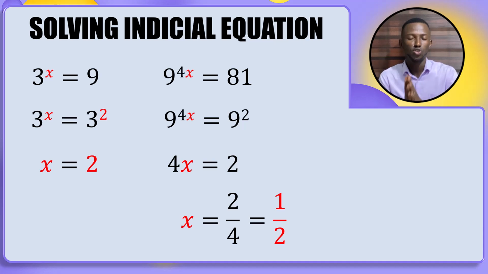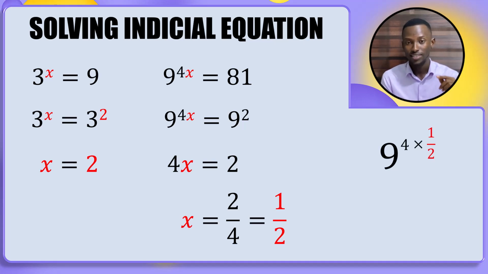How can we be sure that our answer is correct? The next steps I'll be doing here are not necessary when you meet this kind of question in exams. But I just want to show you what to do if you want to be sure if your answer is correct or not. Now we have found x to be equal to 1 over 2, right?